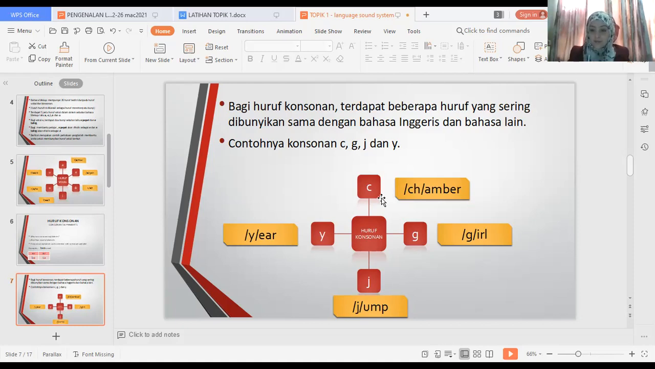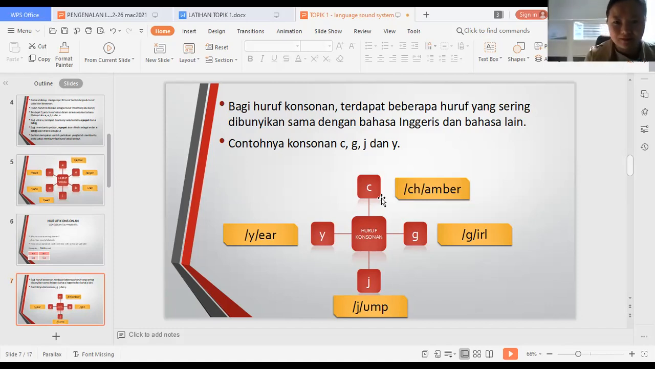I'm spelling C-A-P. In English, how do you pronounce it? C-A-P, cap. The man always wears a cap, is it? Okay, but in Bahasa Melayu, C-A-P, how do you pronounce it? Cap. Chap. Okay, chap.